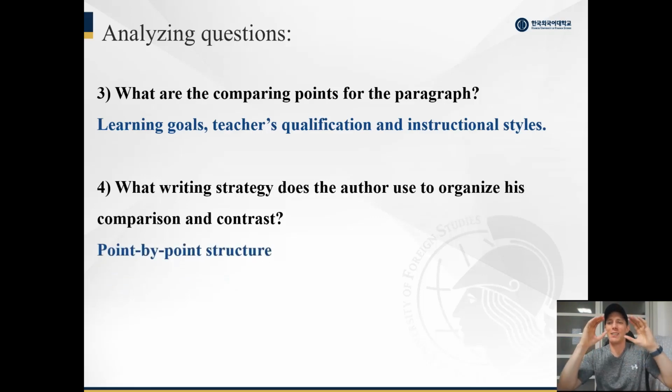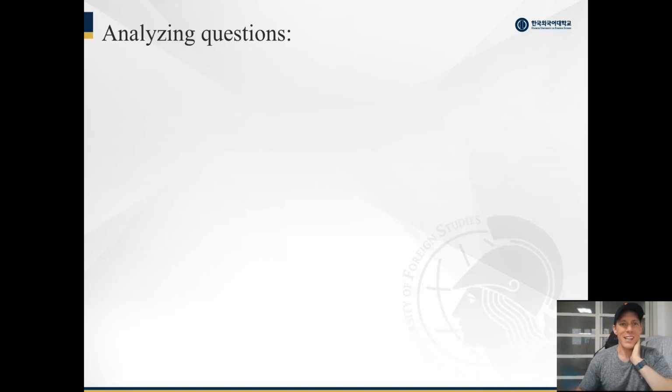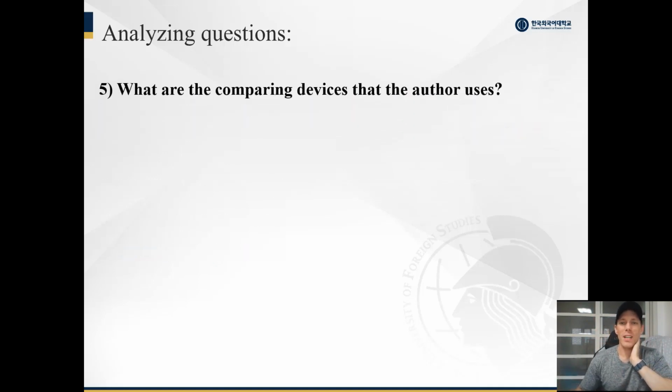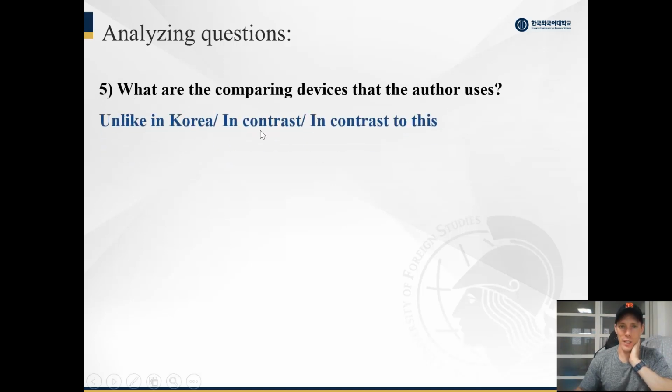So he did it. Talk about learning goals, Korea and Finland together. Then next one, teacher qualifications together. And next one, instructional styles, Korea, Finland, like this. Next one. What are the comparing devices that the author uses? So he says, unlike in Korea, in contrast to this. He uses some others, but these are just examples of ones that you can use.